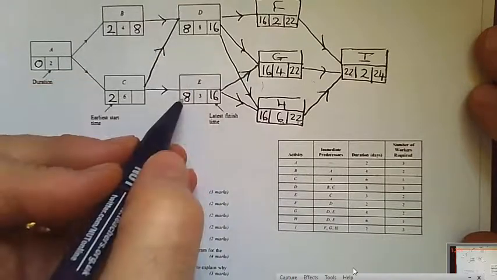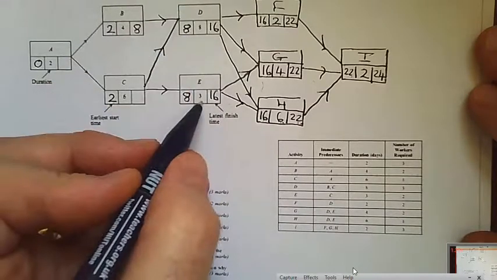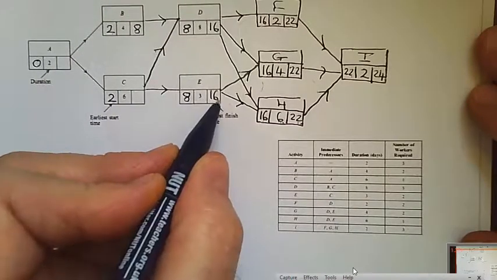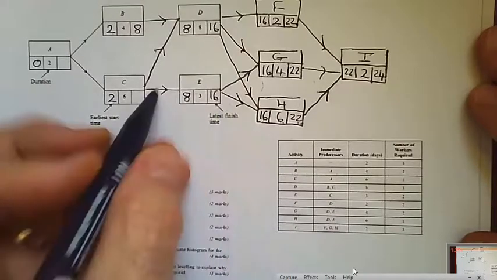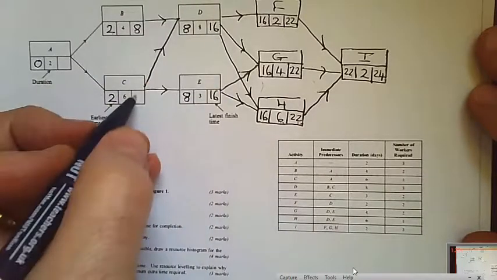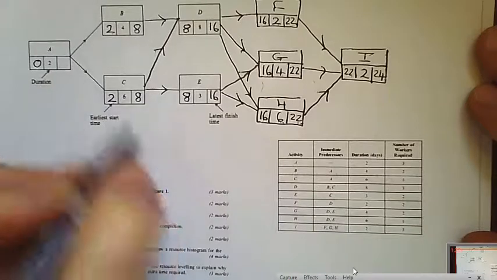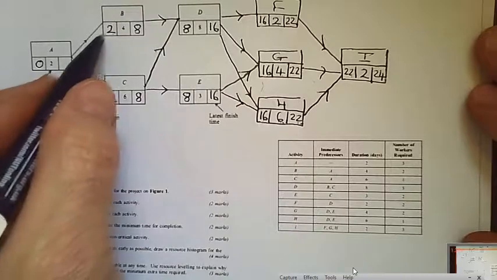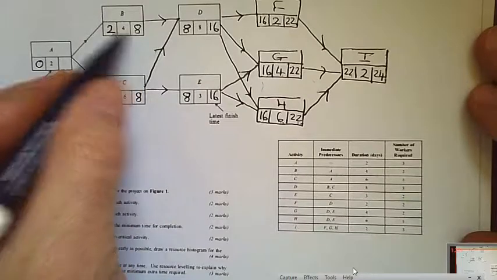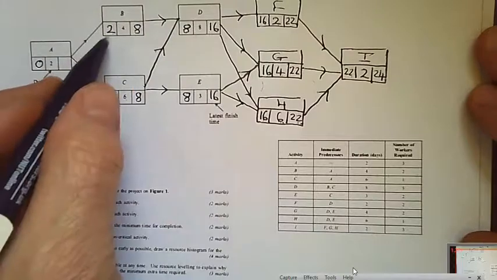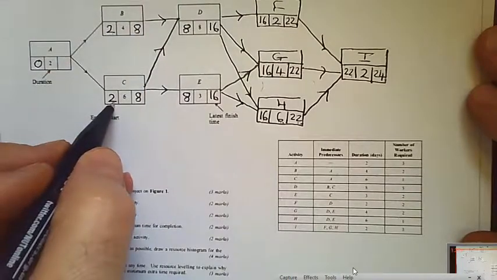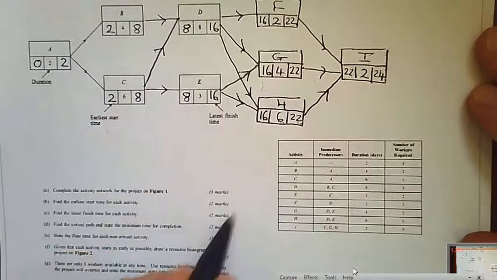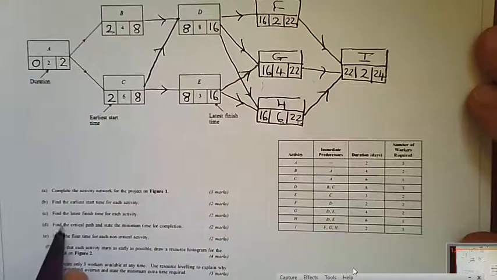C precedes D and E, so here 8. For E, we wouldn't actually need to finish till 13, because 13 and 3 gives us 16 there, but because it feeds into D, we will need to put an 8 there. And for A, here we could get away with starting at 4 for B, but we need to start at 2 for C, so we put the 2 in there. So we've now got these first 7 marks.